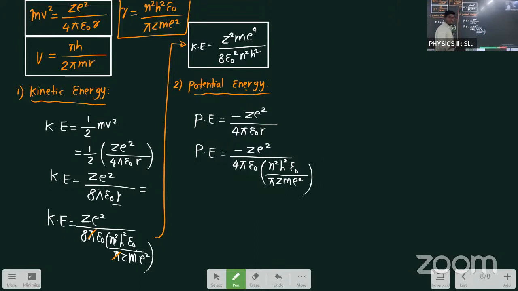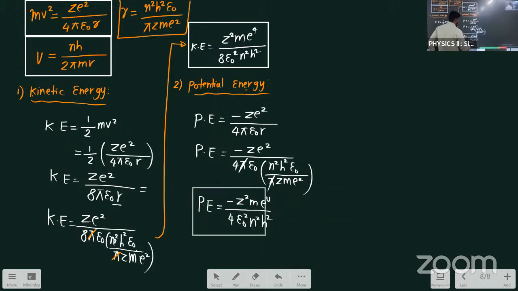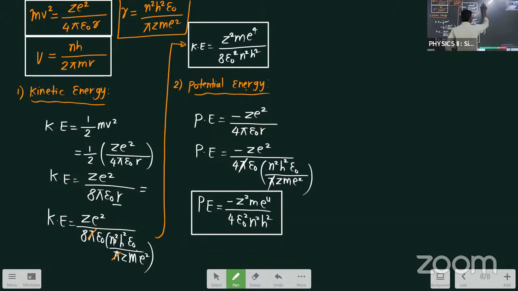What is happening here? This pi and this pi are getting cancelled. Again, z into z will become z square. m is m. e square into e square will become e power 4. So the final expression for potential energy is: potential energy is equal to minus z square m e power 4 divided by epsilon naught square n square h square. This is the final expression for potential energy.